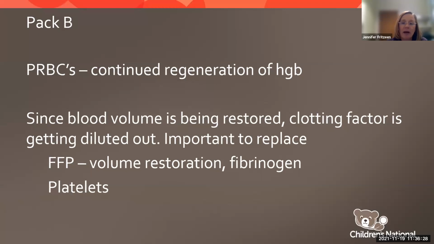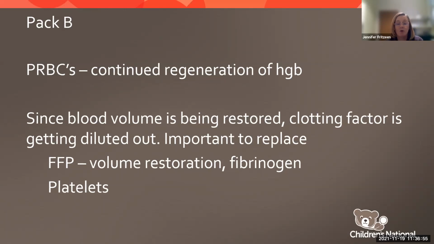Now, while you're giving pack A, whoever's the leader has put the order in for massive blood transfusion. They're filling out the paperwork. They've called the blood bank. So the blood bank now immediately gets working on pack B. Pack B contains FFP, platelets, and more packed red blood cells. Now, again, we want those packed red blood cells because we want to continue that regeneration of hemoglobin.